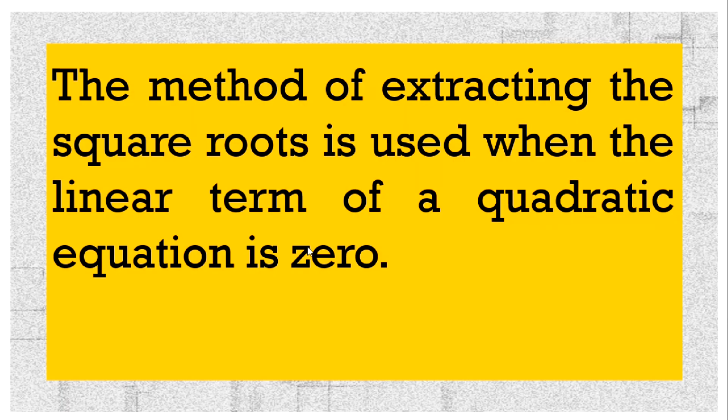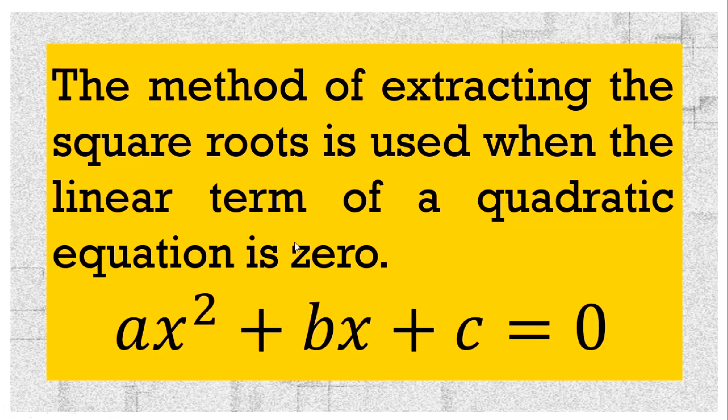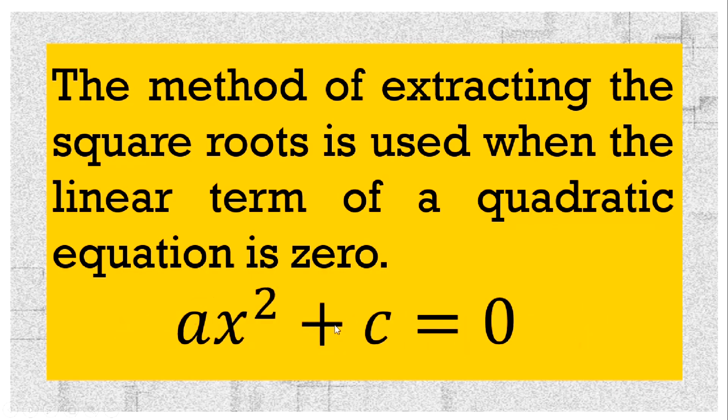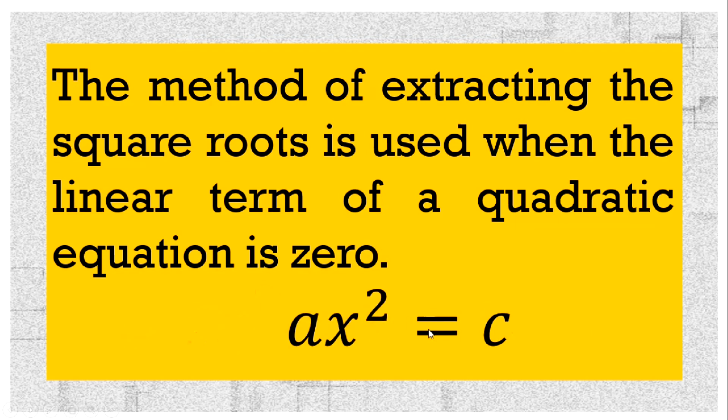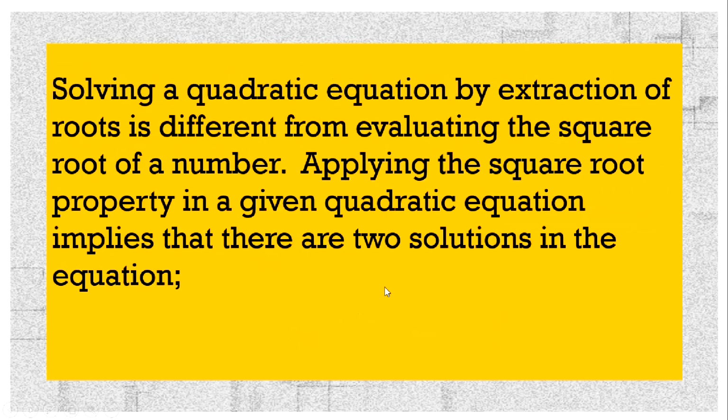The method of extracting the square roots is used when the linear term of a quadratic equation is 0. Remember, our standard form is ax squared plus bx plus c equals 0. And our linear term here is this middle term. Kung mawawala yung middle term natin, we will be having ax squared plus c equals 0 or ax squared equals c. And when our quadratic equation is in this form, we will be using extracting the square roots in solving the roots of that equation.